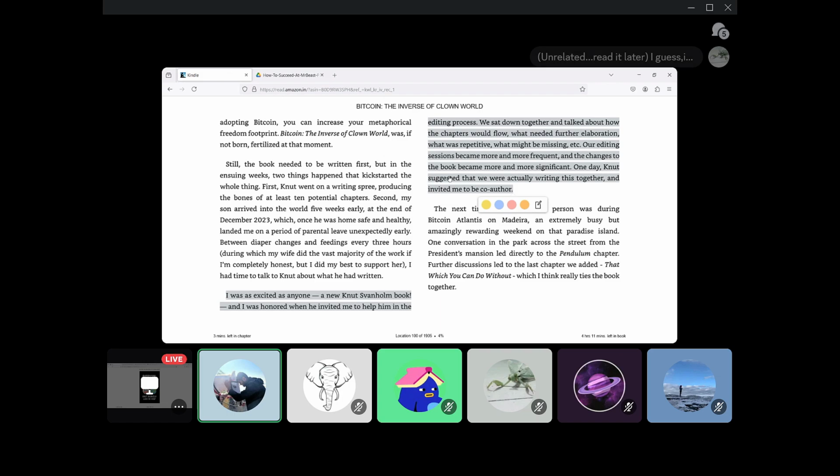We sat down together and talked about how the chapters would flow, what needed further elaboration, what was repetitive, what might be missing. Our editing sessions became more and more frequent, and the changes to this book became more and more significant. One day, Knut suggested that we were actually writing this together and invited me to be the co-author.